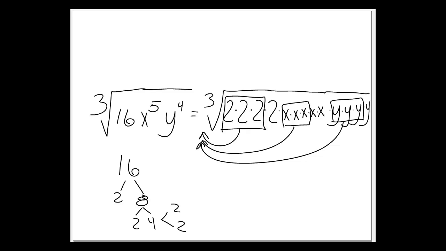So we will have 2 times x times y. And since we did not clear everything out of our cube root sign, we still need a cube root. But we have left a 2, 2 x's, and a y. So we will put our 2 down here. We'll put x squared, because we have 2 x's, and a y. Thus, the cube root of 16, x to the 5th, y to the 4th, is the same as 2xy, cube root of 2x squared y.